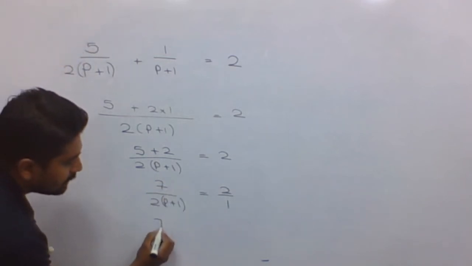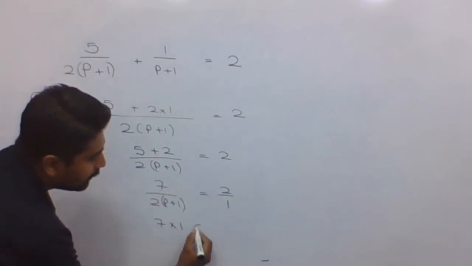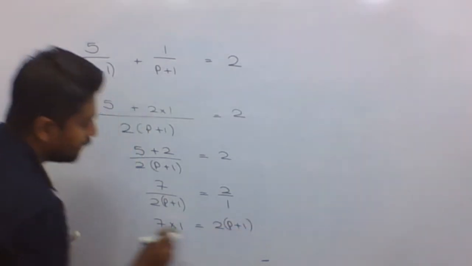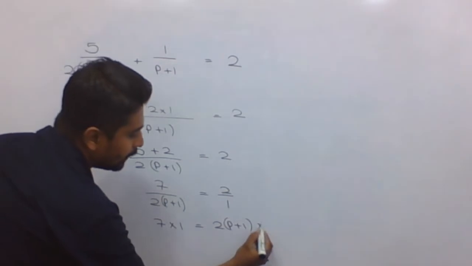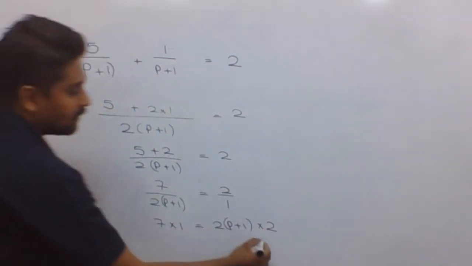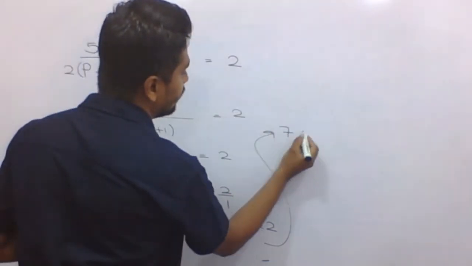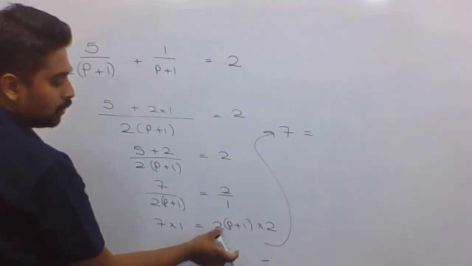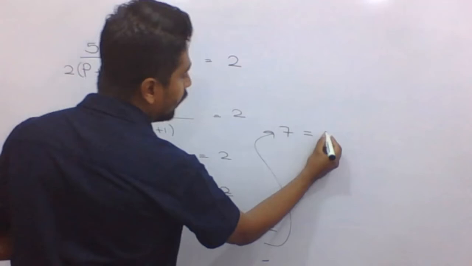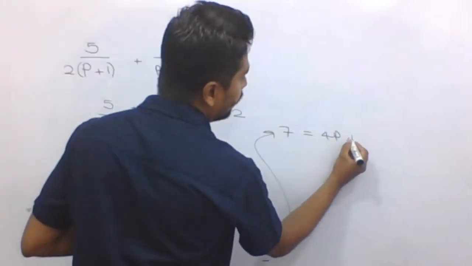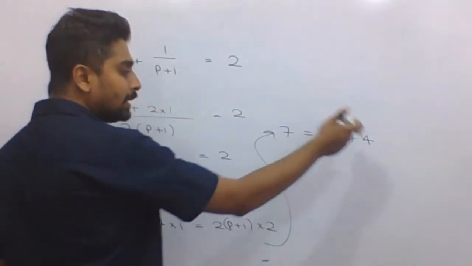Here 7 multiplied by 1 and 2p plus 1 multiplied by what? Multiplied by 2. So what is the final answer here? 7 into 1 is 7. Then here 2 times 2 is 4, 4 times p is 4p. With that 4, with this plus 1, plus 4. Right. Now bring this 4 to this side.